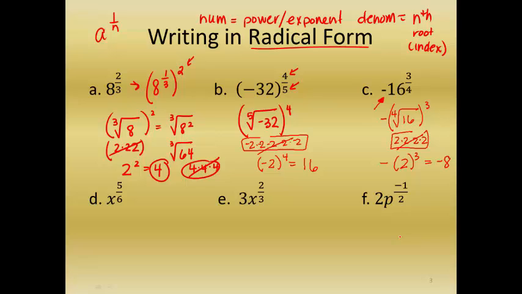So the outcome is -8. All right, next one. These have variables, so it's a little bit different. In fact, because of the variables, I don't have to worry about any simplifying unless they exceed the denominator. So 5/6 is going to be the 6th root of x raised to the 5th power. And here's where I like the exponent on the inside, although both are absolutely correct. Now, nothing actually can be simplified from this because I don't have a perfect 6th.